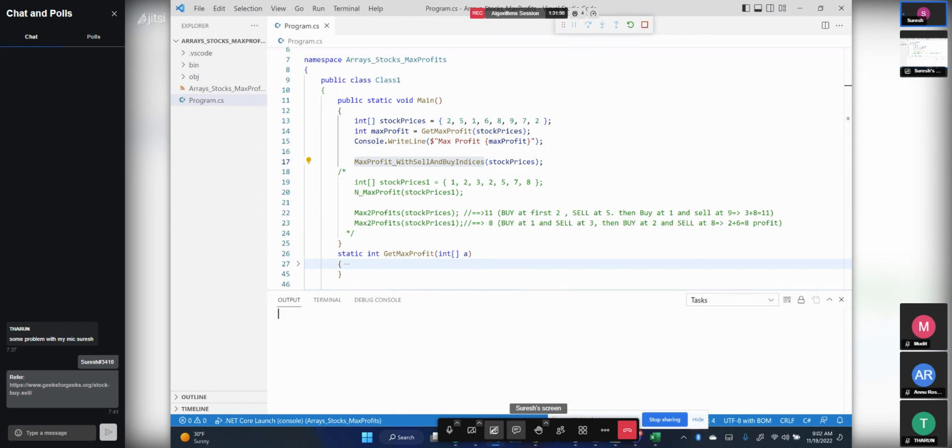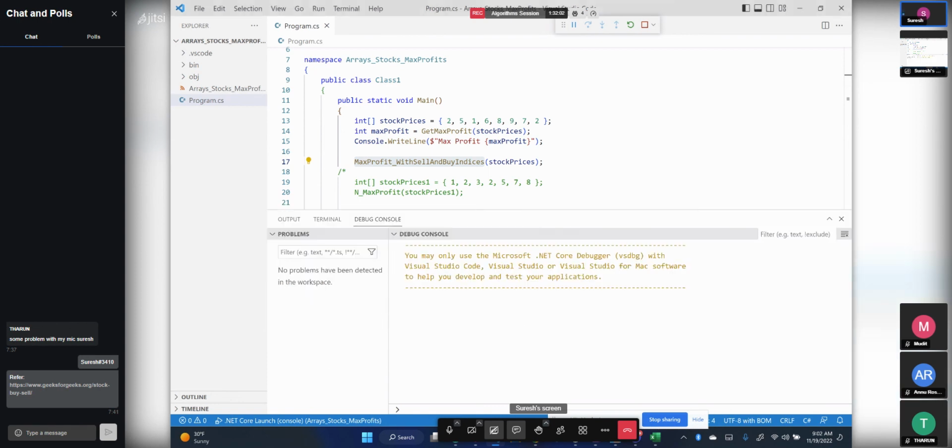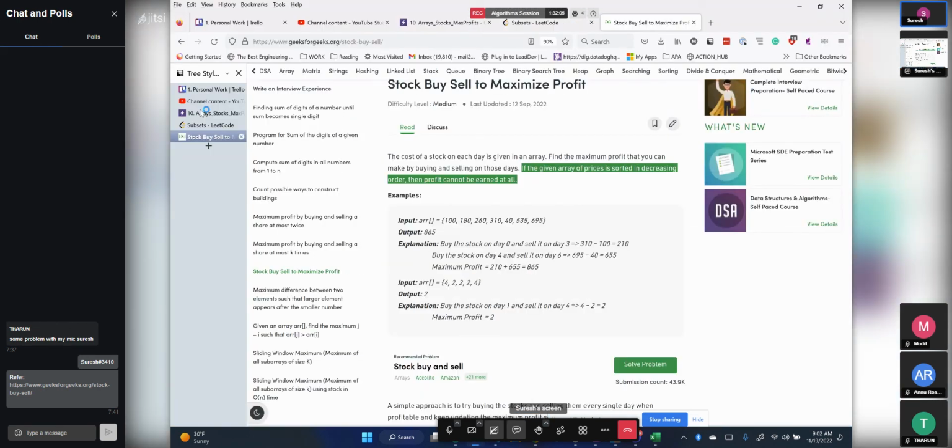I don't know why it is not showing anything. Now it's loading. It will take a little time. I think if I run here, maybe it's faster. I have it here as well.